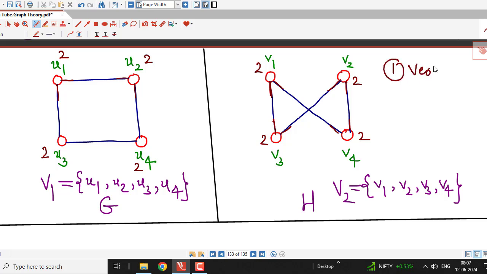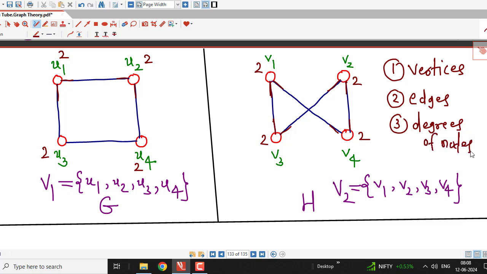You should remember this type of properties. First we check the number of vertices, they are the same. Then we check the number of edges, they are also the same. Then we check the degrees of vertices or degrees of nodes. So here we have 4 vertices of degree 2, and here also we have 4 vertices of degree 2.